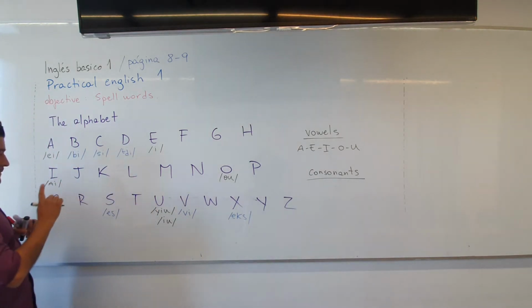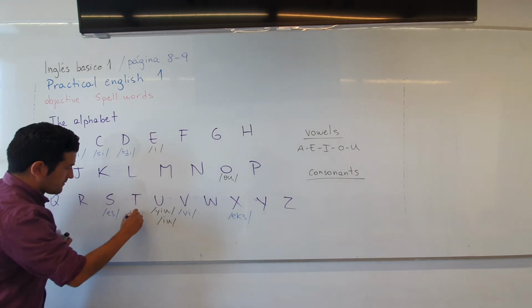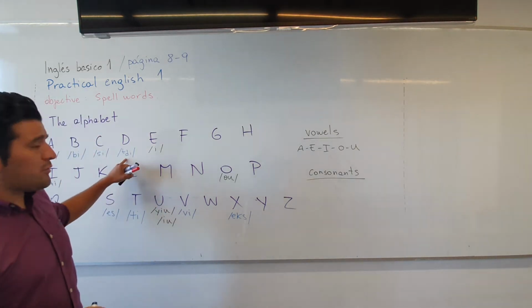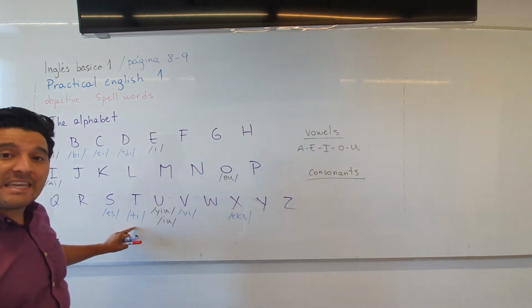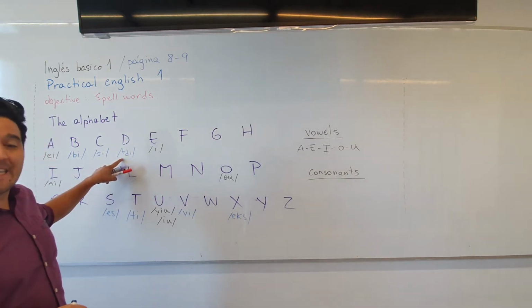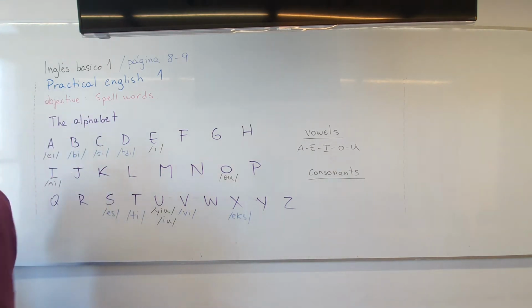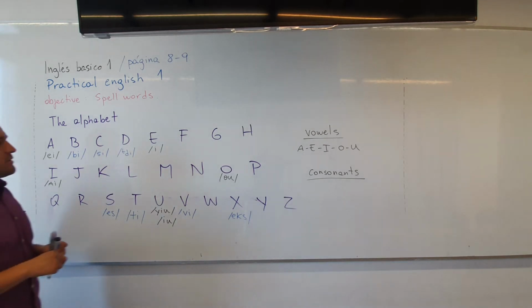The pronunciation of this one is D, similar to T. They are very, very similar. For example, here we have D, T, D, T. You see, they are similar. They are not the same, but they are similar. Okay, so let's continue with the other group.